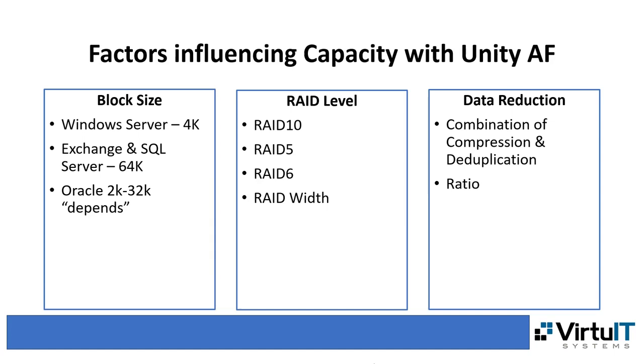We also have some RAID level choices, RAID 10, RAID 5, RAID 6. There's also a RAID width that can be defined. So that's the size of the stripe. So if we're doing a RAID 5, are we going to be doing a 4+1 or an 8+1, for example? That's a choice of what type of RAID width we want to configure. And then data reduction. We're going to want to take advantage of compression and deduplication. So what sort of ratio of data reduction should we expect? So we have to factor all of these in when we configure for our capacity.